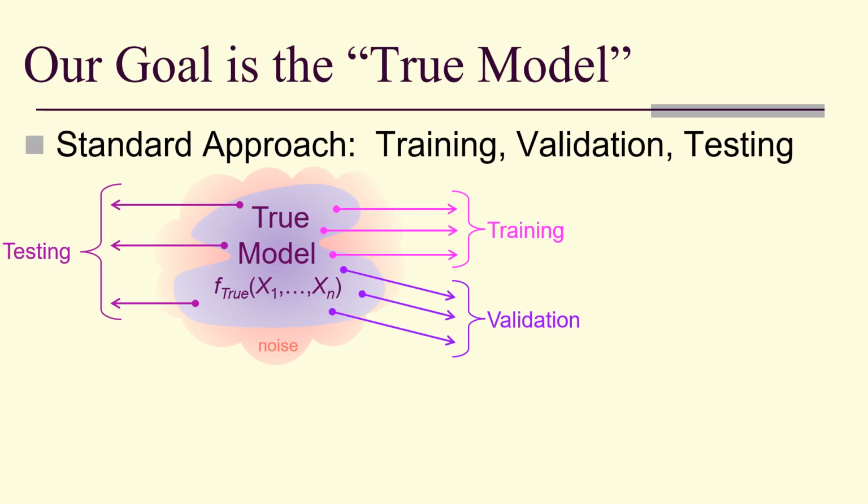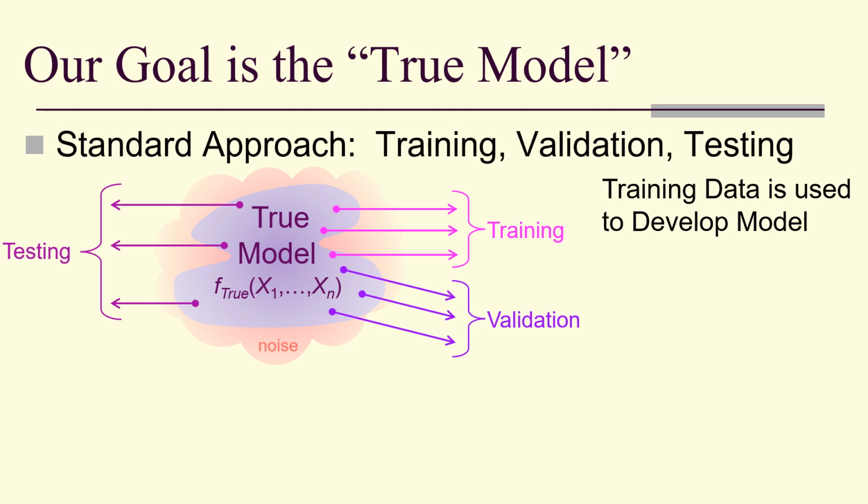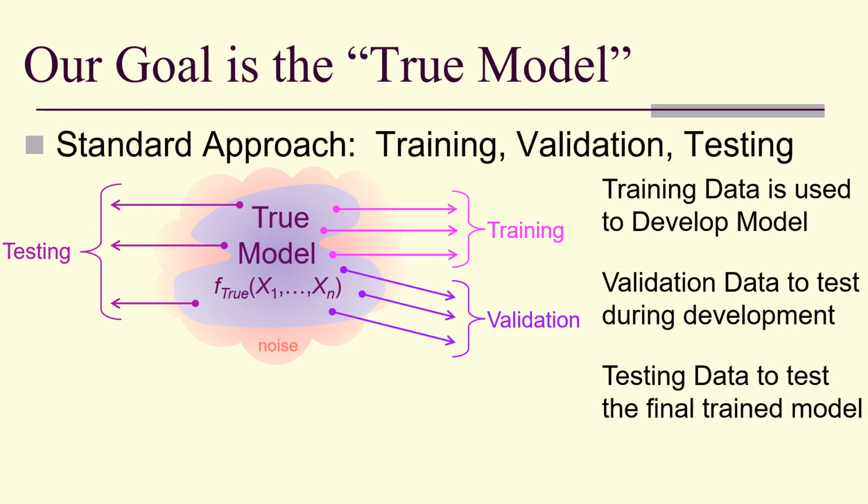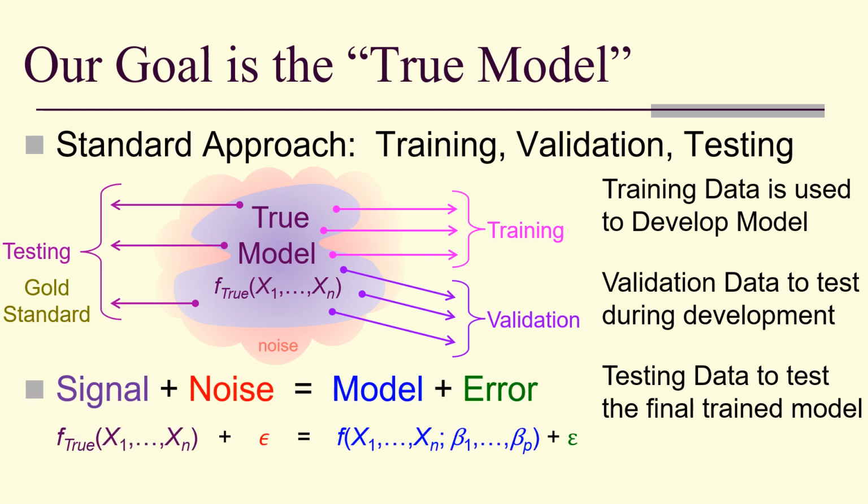Remember, our goal is the true model, training data used to develop the model, validation data used to test during development, and testing data to test the final trained model, often called the gold standard. Remember, signal plus noise is model plus error.